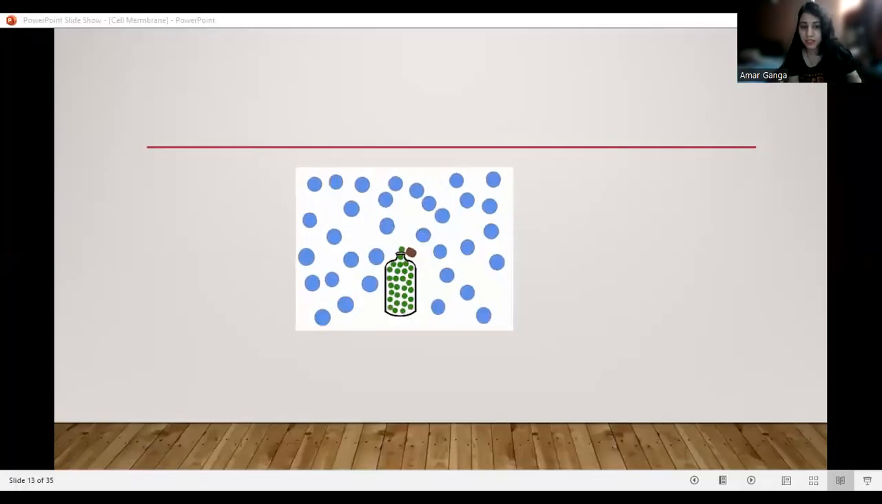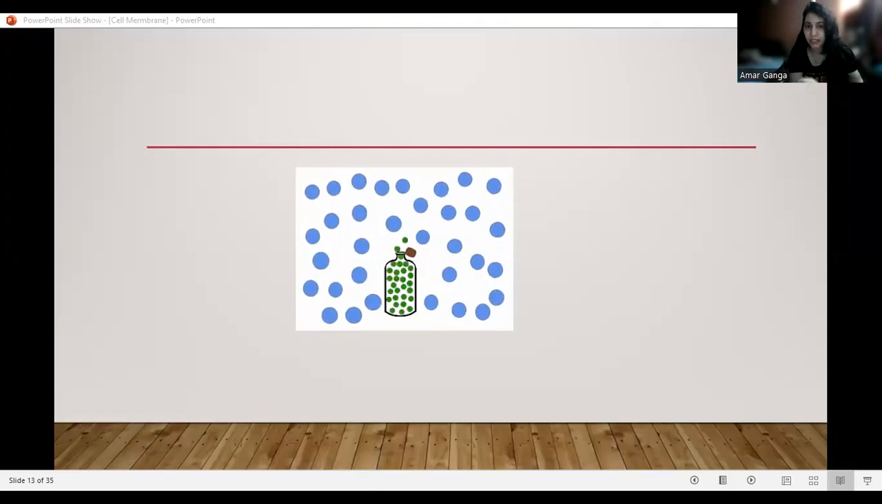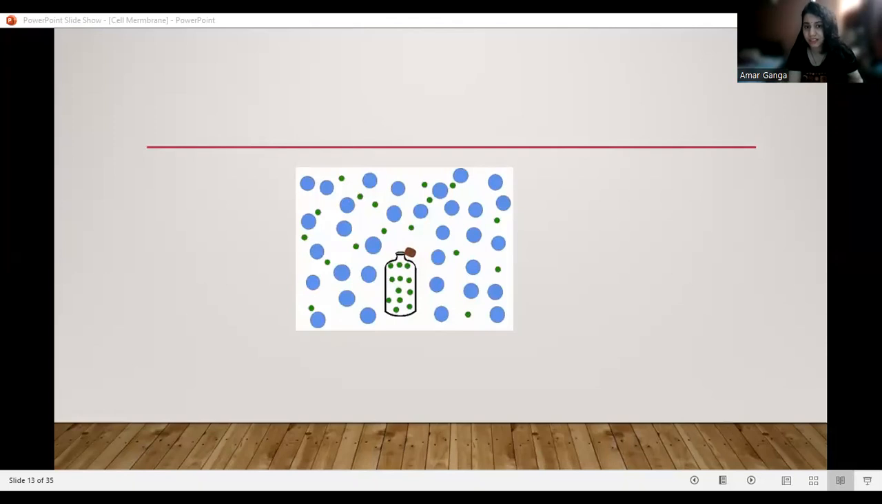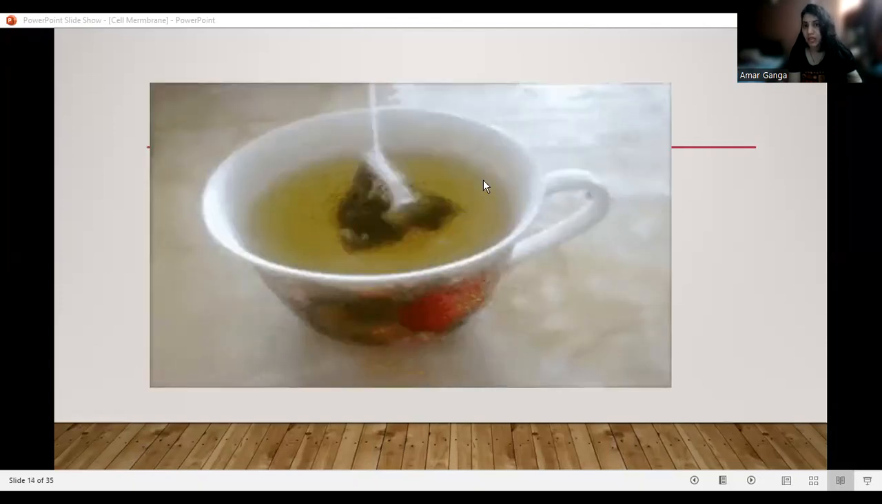So here you can see that there is something in this bottle and that is gaseous. Particles are moving from higher concentration to lower concentration. So this is also, again, I'm repeating the definition of diffusion.